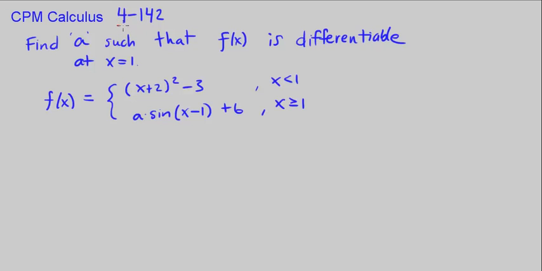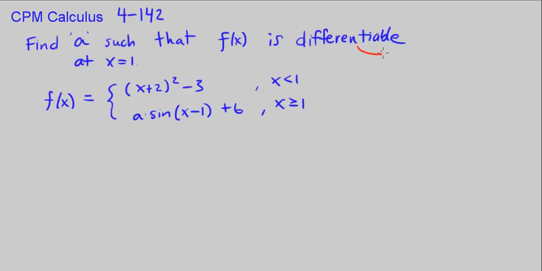This is CPM Calculus, Chapter 4, number 142. So here we're asked to find the value of a such that the function f of x is differentiable at x is equal to 1. So f of x here is a piecewise defined function, one piece when x is less than 1, and another piece when x is greater than or equal to 1.